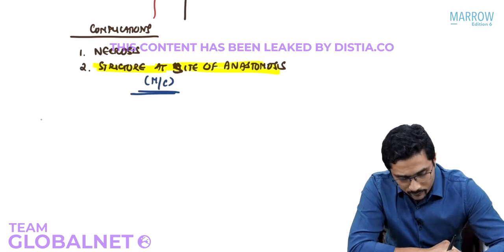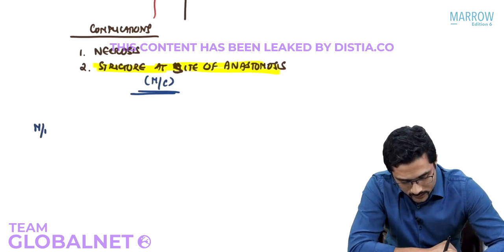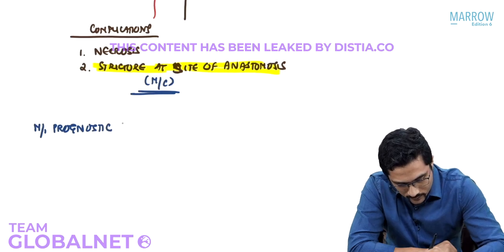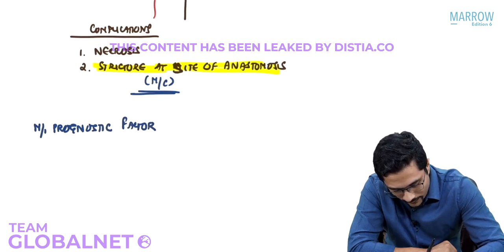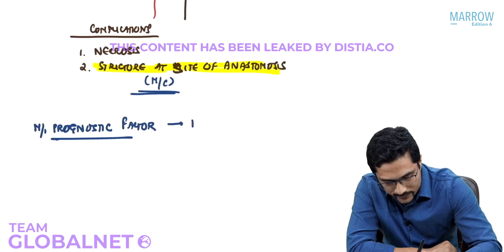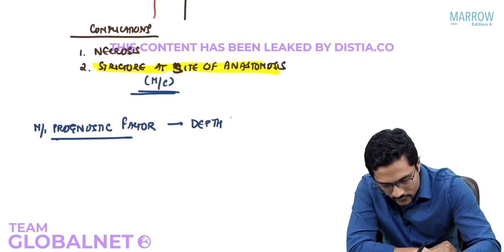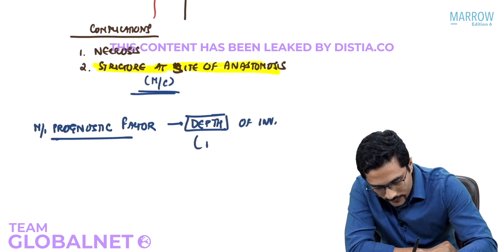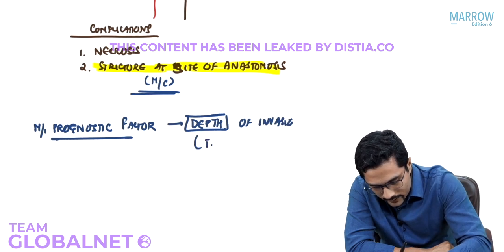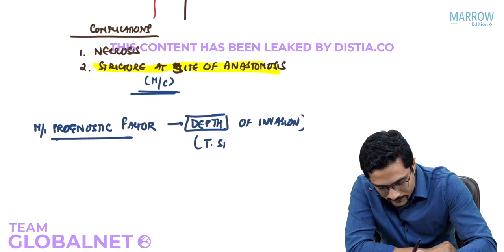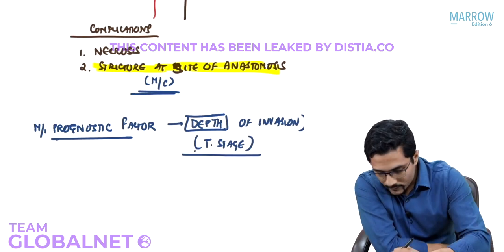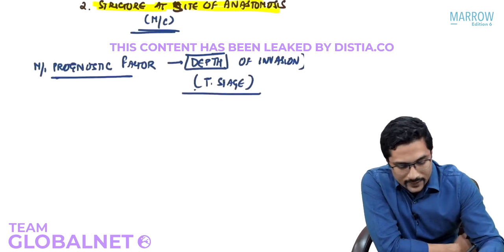One final point which I want you to remember, that the most important prognostic factor for bladder cancer is the depth of invasion or the T stage of bladder cancer. That is the most important prognostic factor. This has also been asked in the exam. So this takes care of bladder cancer.